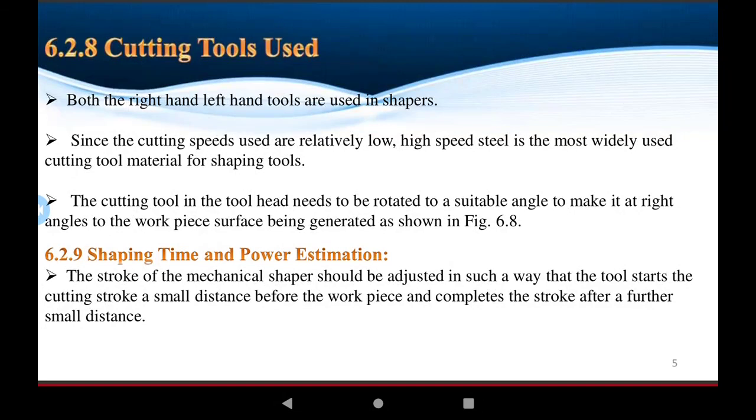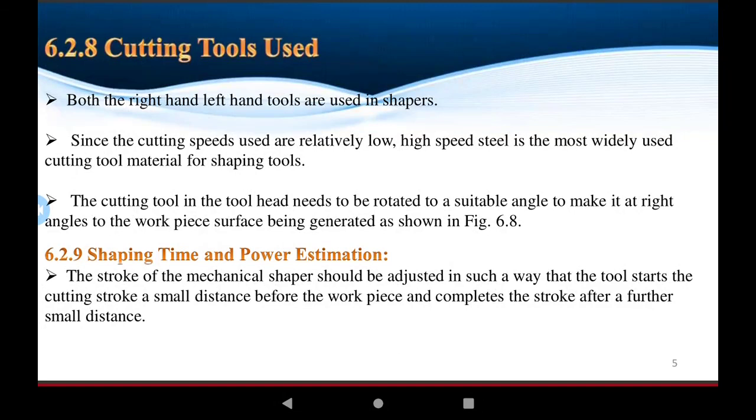The cutting tool's head needs to be rotated by a suitable angle. The cutting tools can also be rotated, and the angle needed is set to perform the work, such as 30 degrees, 40 degrees, or 20 degrees. All the needed angles are performed on the workpiece, and the surface is generated as the work is performed by the very strong tools.